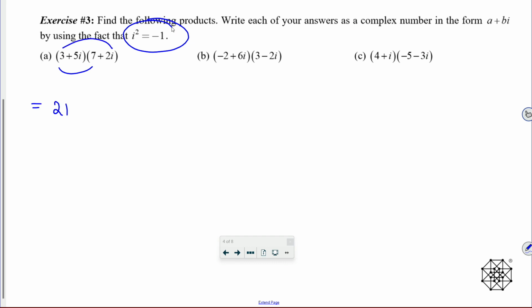Then I've got 3 times 2i, which is going to be 6i. Then I have 5i times 7, which is going to be 35i. And then I've got 5i times 2i, which is 10i squared.